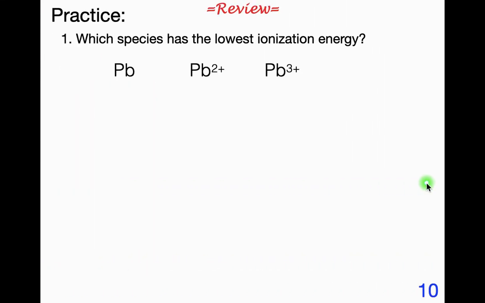All right, let's do some practice. Which species has the lowest ionization energy? Well, for this, all we need to do is to ask which is the largest and has the least charge. Well, of course, that would be the first one. Largest, no charge. These others are smaller and they have charges on them. So it would be harder to remove electrons from them.